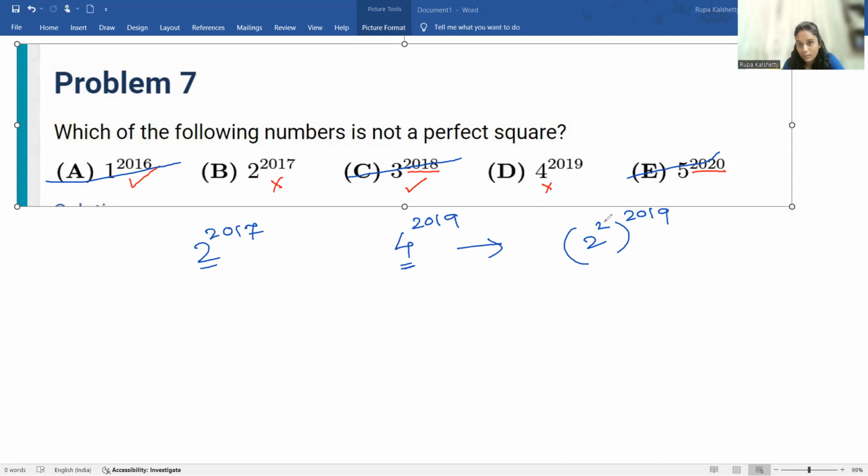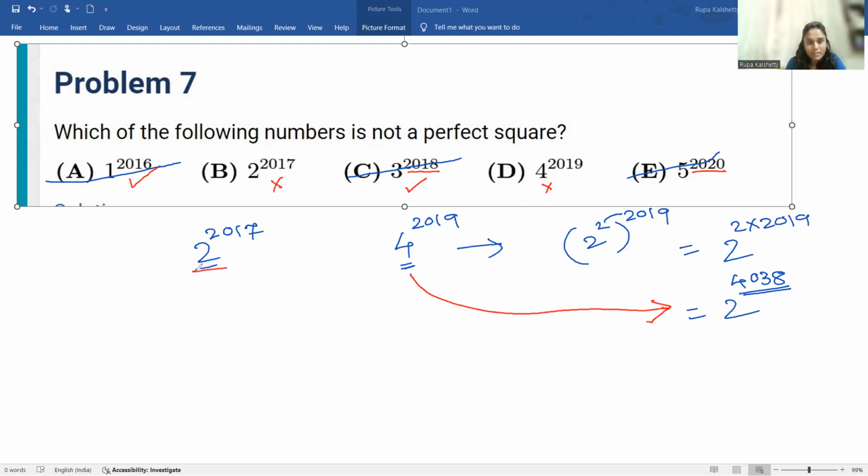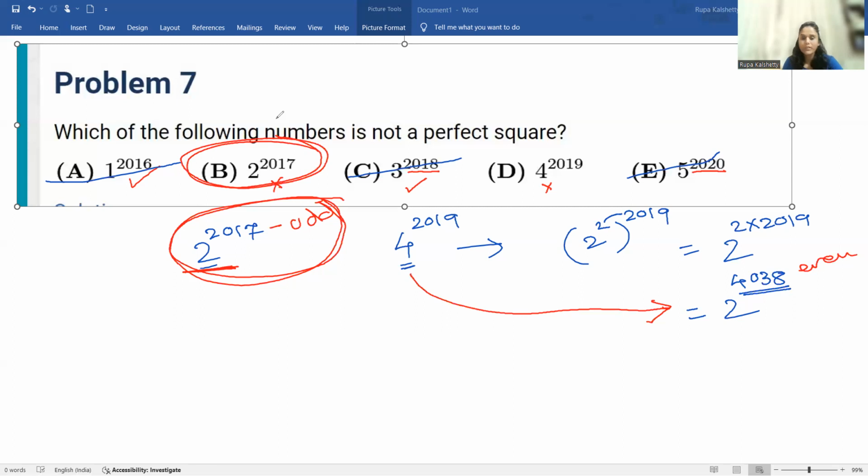As per the exponent law, you can multiply these two. So it gives you 2 to the power of 2 times 2019, which is nothing but 2 to the power of 4038, which turns out to be an even exponent. So we have just rewritten 4 to the power of 2019 as 2 to the power of 4038. And this one has 2 to the power of 2017, which is an odd exponent, while the other is an even exponent. So the number which is not a perfect square is the one with the odd exponent, which is option B. So option B is the correct answer.